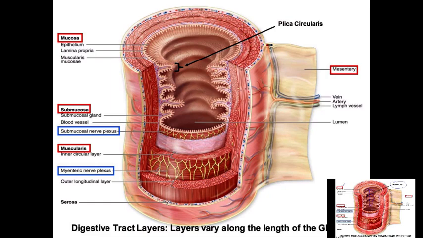So the mucosa is really that innermost lining where the food is in contact with the intestine, and it is epithelium. And the epithelium is held together. Remember, epithelium is a bunch of cells held tightly together by tight junctions. When those tight junctions get damaged, you end up with this leaky gut or intestinal permeability.